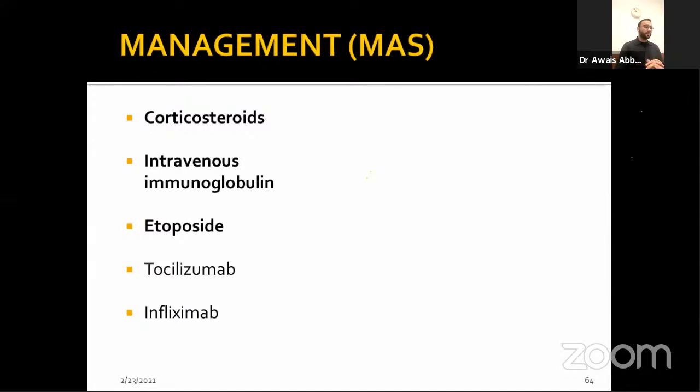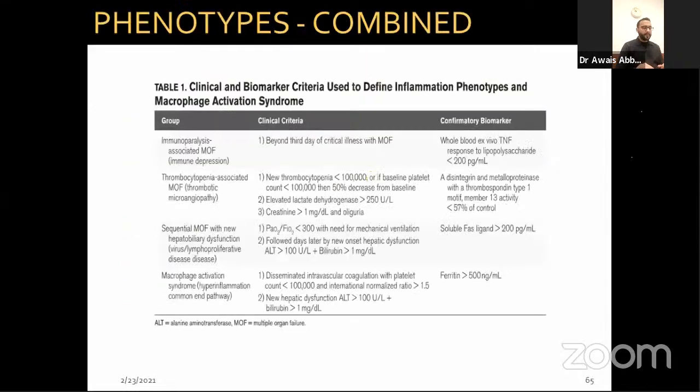Now the management aspect of MAS. Three main management strategies that have been extensively studied and deployed are the use of corticosteroids, the use of intravenous immunoglobulin, and the use of etoposide. Besides that, studies have been done on tocilizumab and infliximab as well.